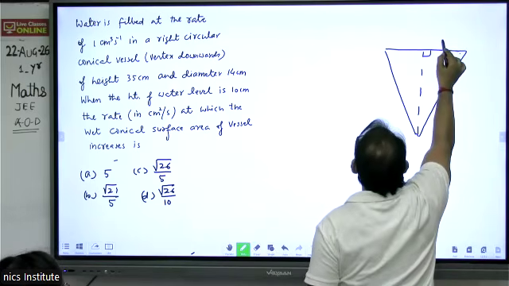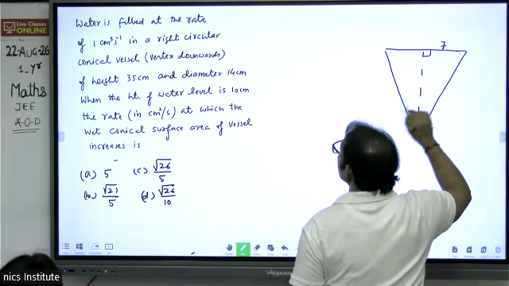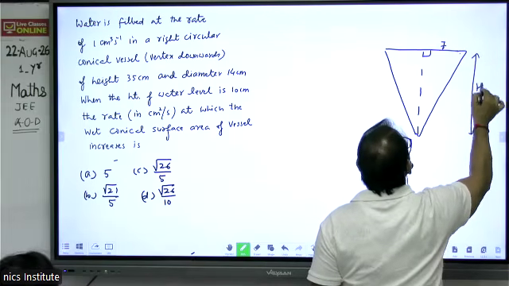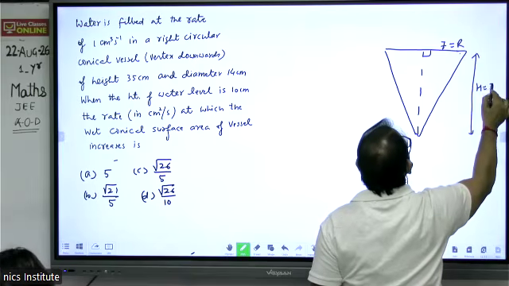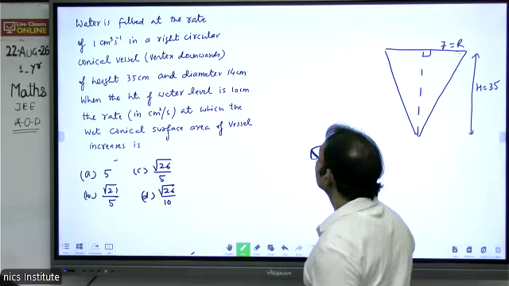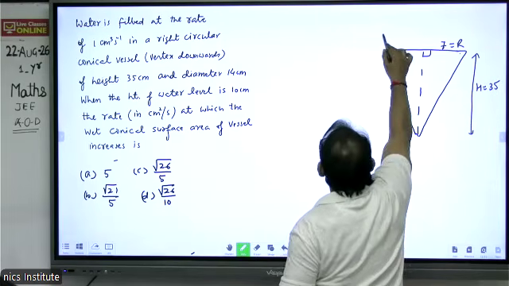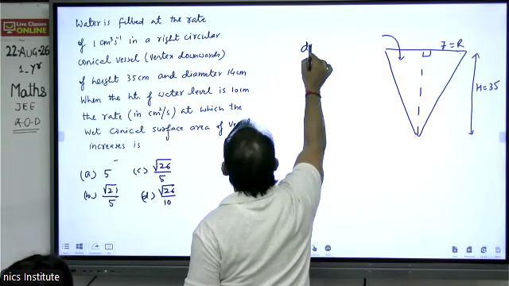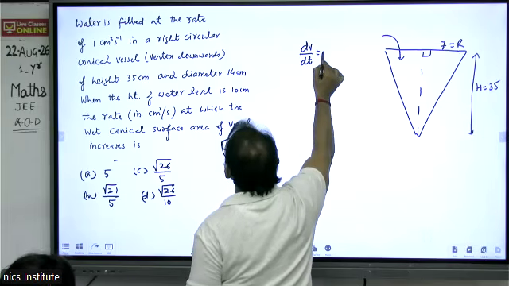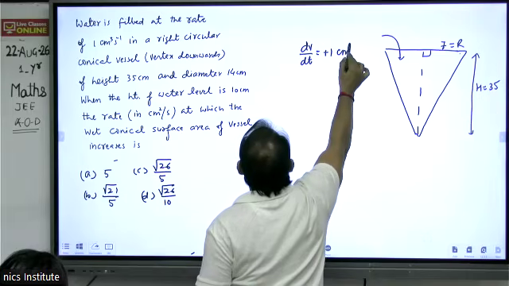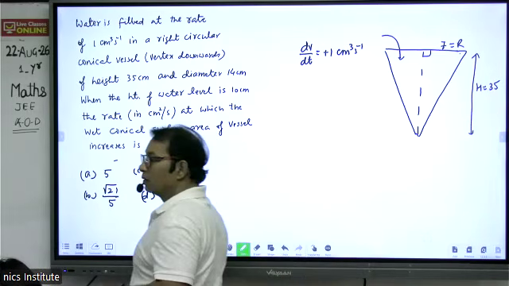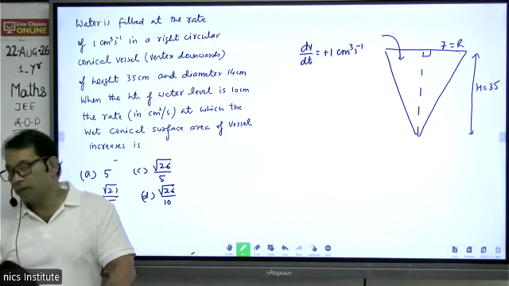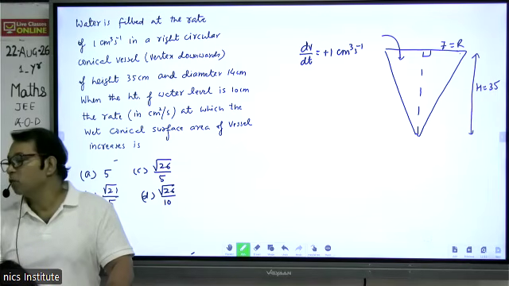Diameter is 14. That means the radius is 7. And vertical height is 35. The water is filled in the conical vessel at the rate of, so this time you are filling it, so it will be positive, plus 1. Since you're filling it with water, it will be positive. If suppose water is dripping out, it will be minus 1 dV by dt, minus 1 centimeter cube per second.